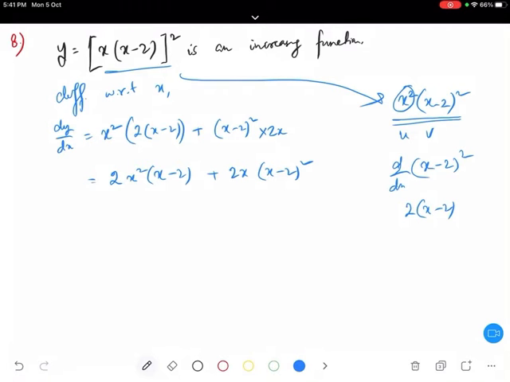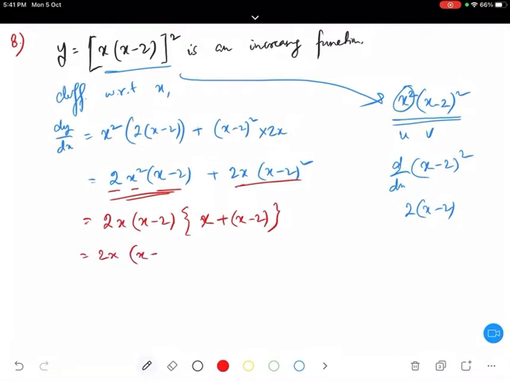You see, 2 I can take common, x I can take common, and x minus 2 I can take common. So I will write 2 into x minus 2. So what remains? If I take 2 into x minus 2 from the first one, I get x from here. And from the second one, I get plus x minus 2 from here. So what I get? 2x, x minus 2.